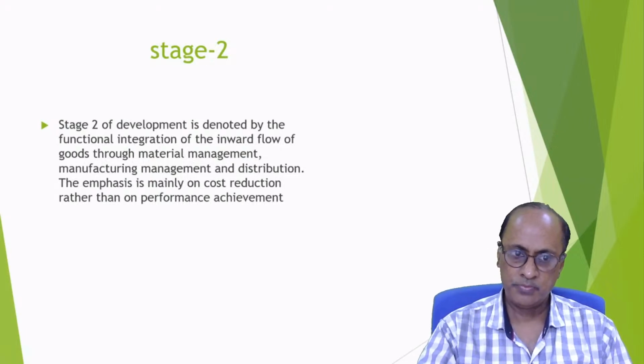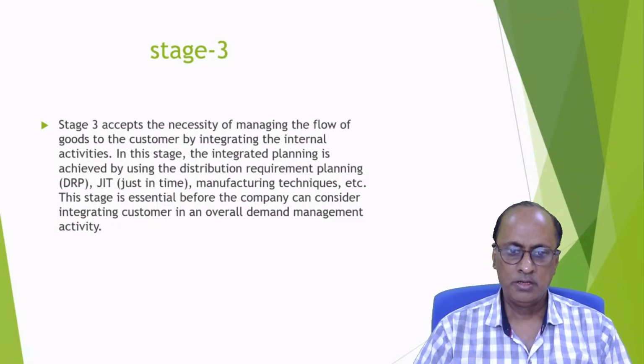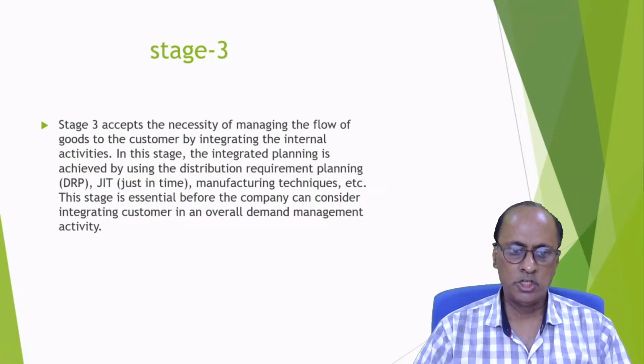The third stage accepts the necessity of managing the flow of goods to the customers by integrating the internal activities. Integrated planning is achieved by using distribution requirement planning, DRP, and just in time manufacturing techniques. This stage is essential before the company can consider integrating the consumer in an overall demand management activity.